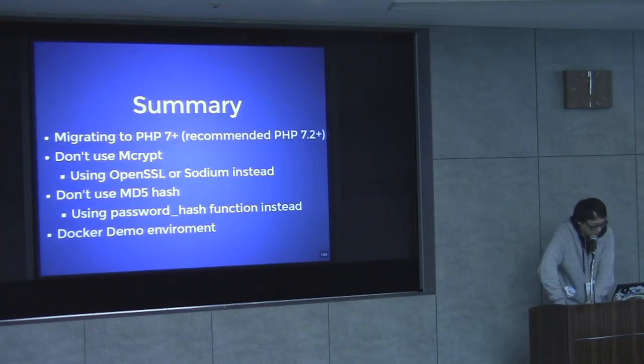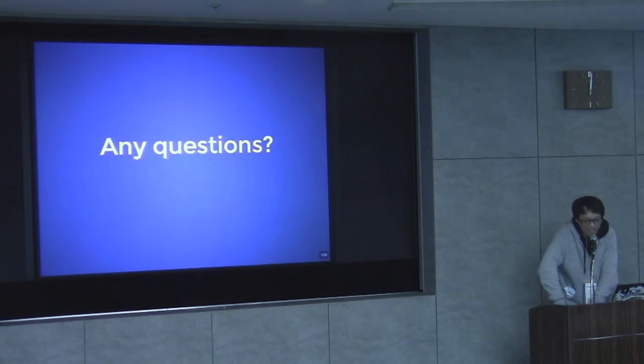So here's my summary. Firstly, migrate to PHP 7, and then don't use Encrypt, use OpenSSL or sodium instead, and then don't use MD5 hash or other risky hash approaches. You can use the password_hash function instead. And I have no time to demo the Docker environment. So, any questions?